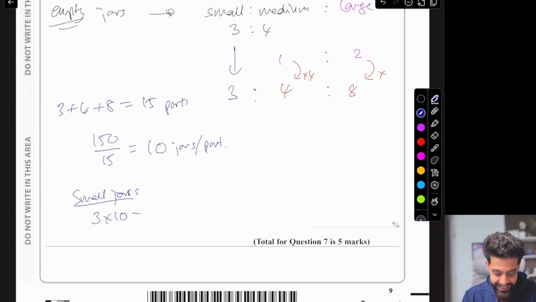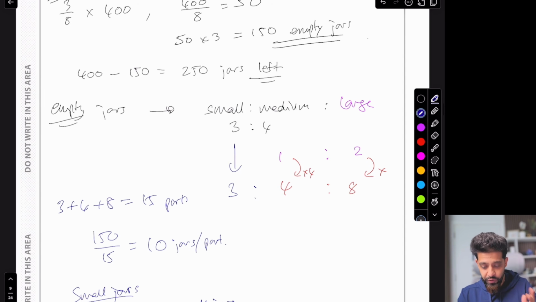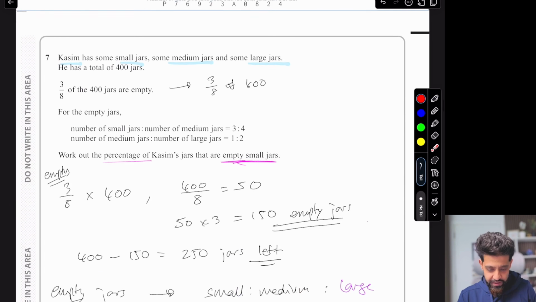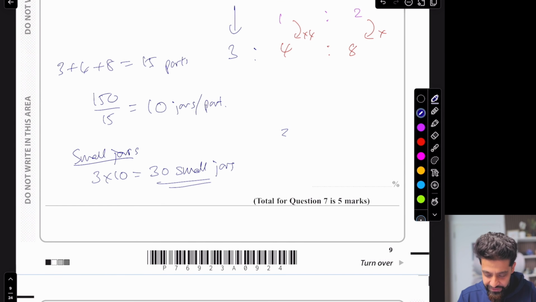So 3 times by 10, that's 30. So 30 small jars. All right, now it's asked for a percentage, didn't it? So it's a percentage of the overall amount of jars. Overall, yeah. So 400. Okay, we still didn't need that. So 400 jars was the overall. So it would be 30 over 400 and times by 100 to make it into a percentage.